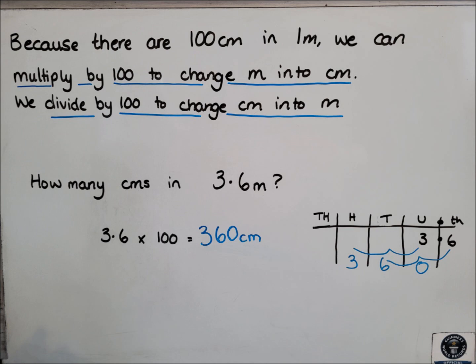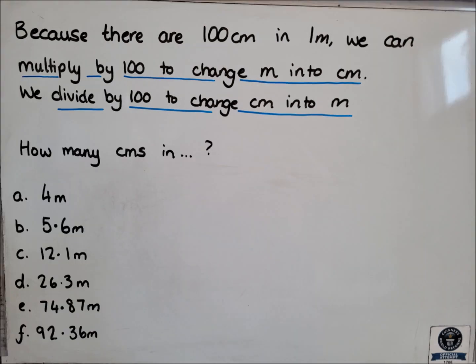Let's have a look at these examples on the screen just now. How many centimetres are in, and then we have 6 examples for us to work through. So remember, for this one, we are multiplying by 100. You might be able to do some of them mentally, you might have to use a place value chart for some of them. Pause the video here, try those 6 examples, and we'll get the answers in a wee second.